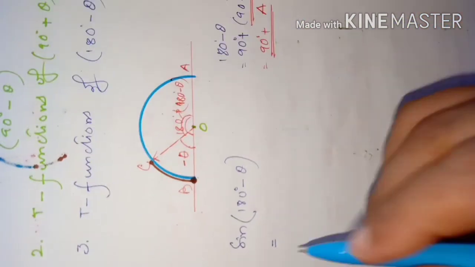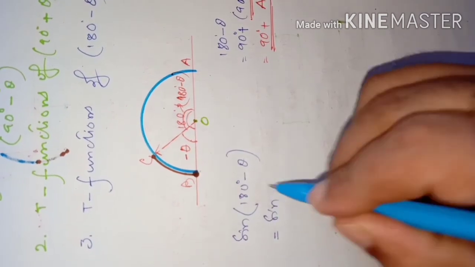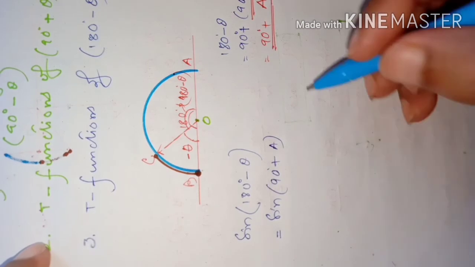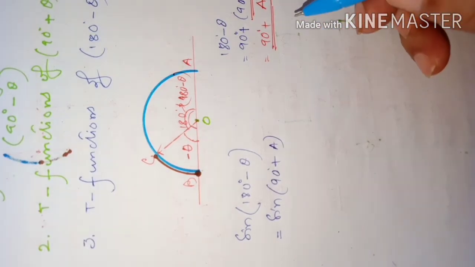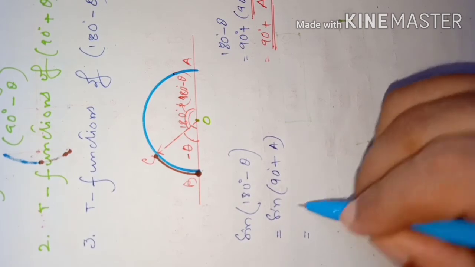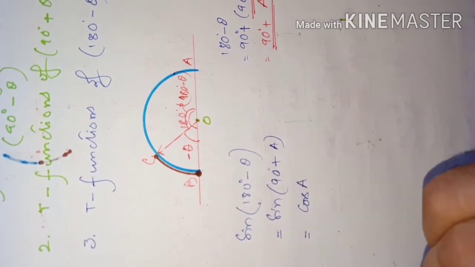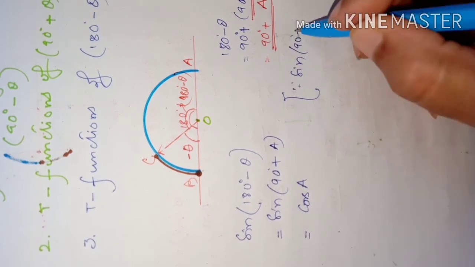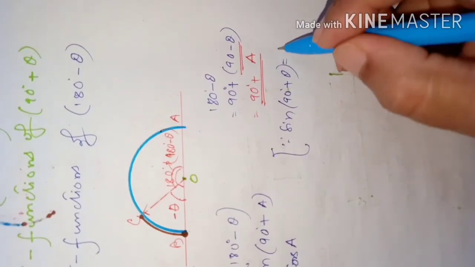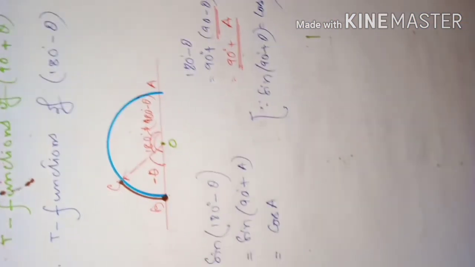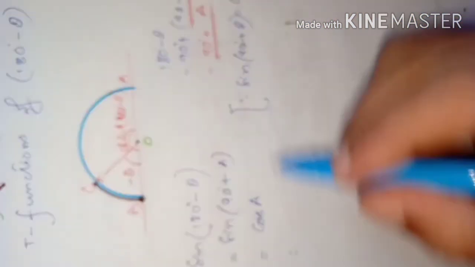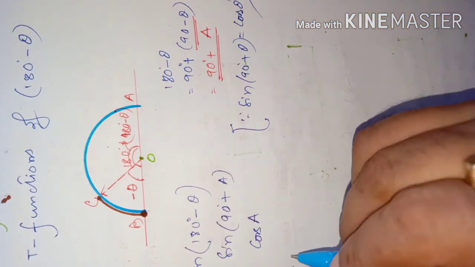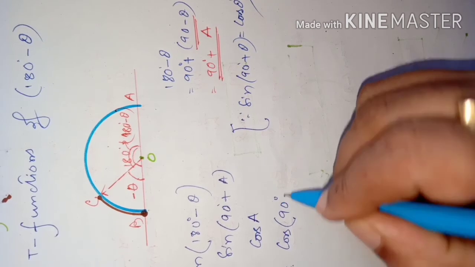So I can write this as sine of 90 plus a. Now apply the concept you have just learned: sine of 90 plus theta is equal to cos theta. So sine of 90 plus a is cos a. But a originally stands for 90 minus theta, so we replace a by 90 minus theta: cos of 90 minus theta.